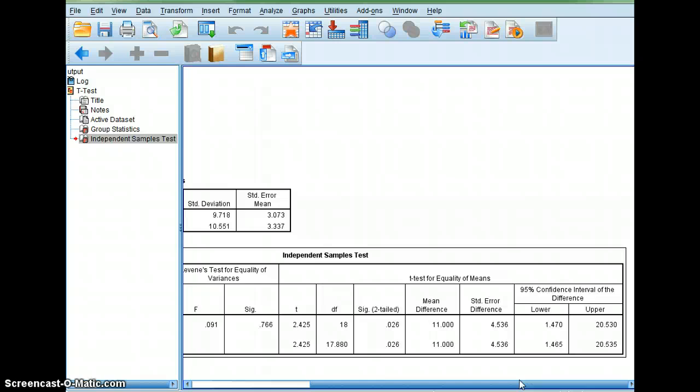Well, I know that 2.425 is bigger than 2.101, and also negative 2.425 is smaller than negative 2.101. So that tells me that my calculated value is lying in that critical region. So because of that, I would want to reject the null hypothesis and accept the research or alternative hypothesis, and the fact that doing this expressive writing does make a difference on a person's overall health score.